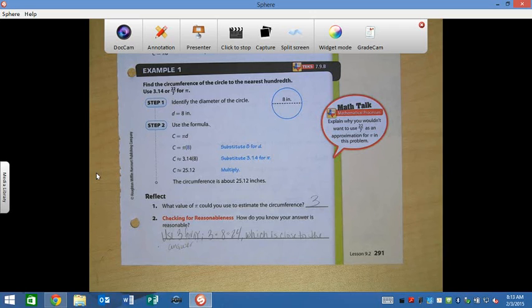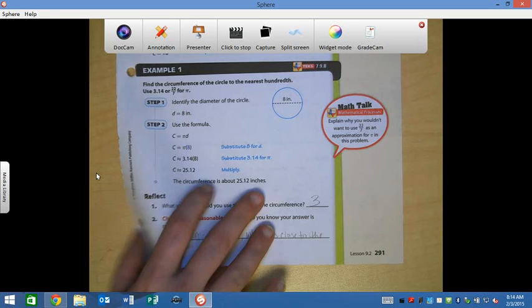So 2 says checking for reasonableness. How do you know your answer is reasonable? Well, if we plug in 3 for pi and do 3 times 8, it gives us 24. So since 24 is pretty close to 25.12, then you're probably on the right track. Now, if you plugged in 3 and you get 24, but your answer was, say, 251.2, then you would know, okay, wait a minute, I've made an error somewhere. Either I multiplied wrong or I put my decimal in wrong. Something has gone awry to where you need to go back and check your work. So always estimating your answer is definitely a good idea.